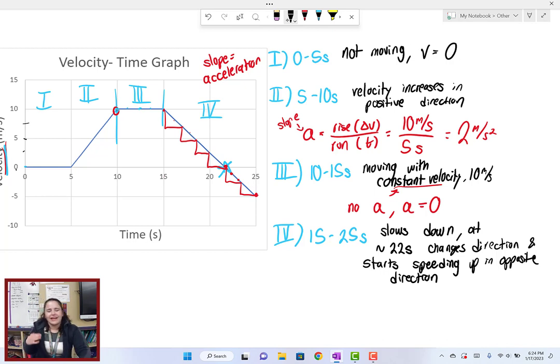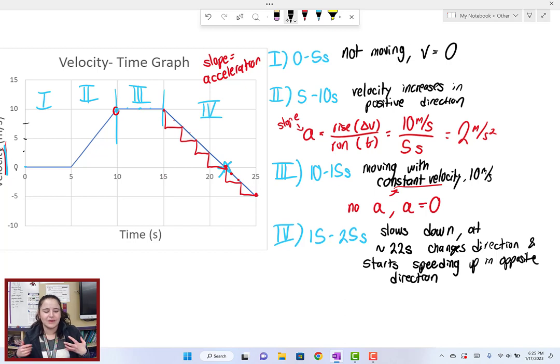Now you might be thinking, what kind of motion is that? What kind of motion slows down and then starts speeding up in the other direction? You can think of throwing a ball up. Gravity causes it to slow down, slow down, slow down until it hits the very top. It changes direction, starts falling, and speeds up, speeds up, speeds up. You could also think of rolling a ball up a ramp. The ball would roll up the ramp and slow down until at some point it runs out of energy, turns around, and starts speeding up in the opposite direction.